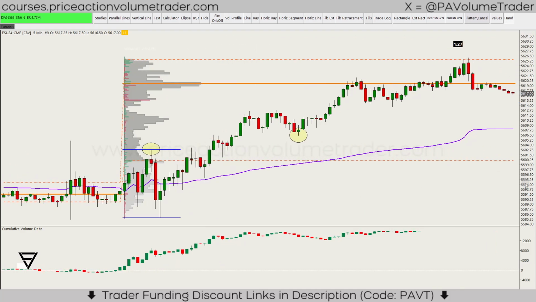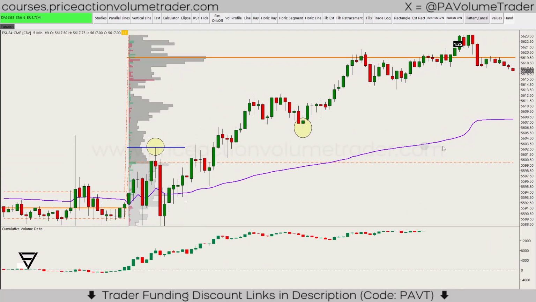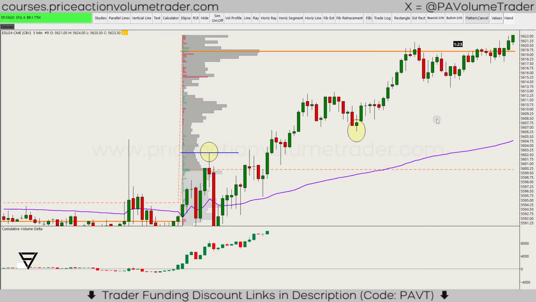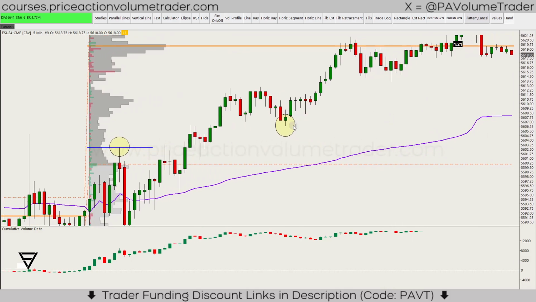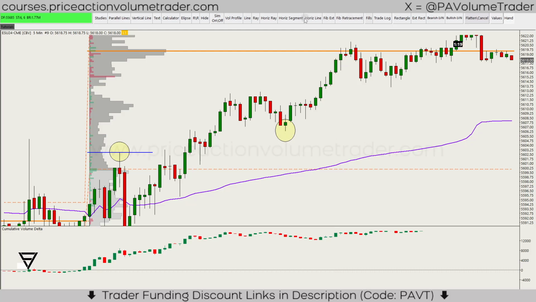Okay, so now let's go into this next one. This one was an even nicer signal. Why? Because you can see right here on this section, we had this previous area of resistance. Then we broke out. Then we came on a retest, and then we came on a second retest.